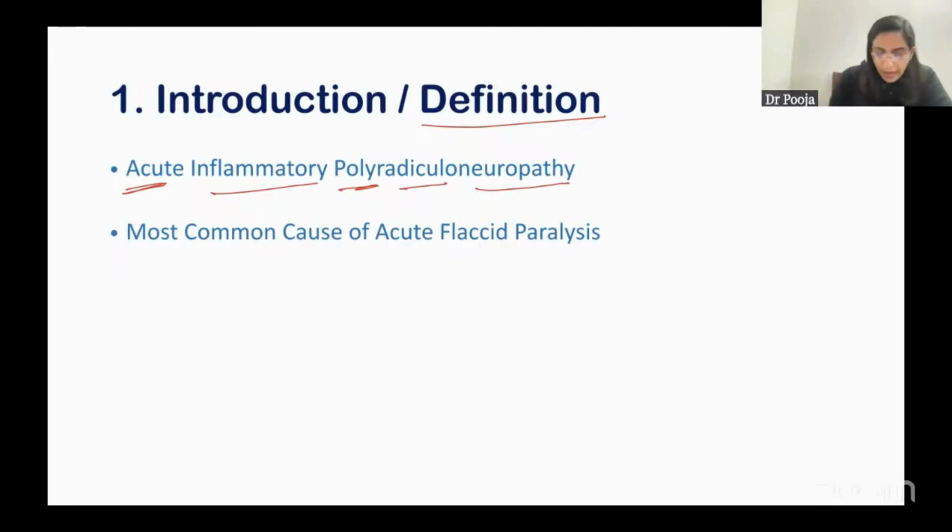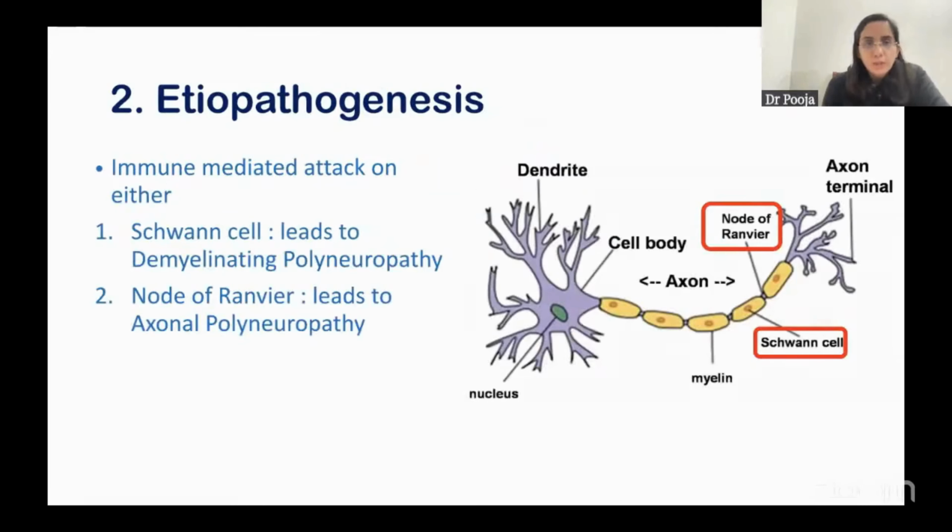It is the most common cause of acute flaccid paralysis, right? So just say 2 points and you have already put the entire information very correctly and aptly into 2 sentences. Okay. Now moving forward, the etiopathogenesis. Okay. So you can also draw this very easy to make a neuron diagram in your answer sheets also.